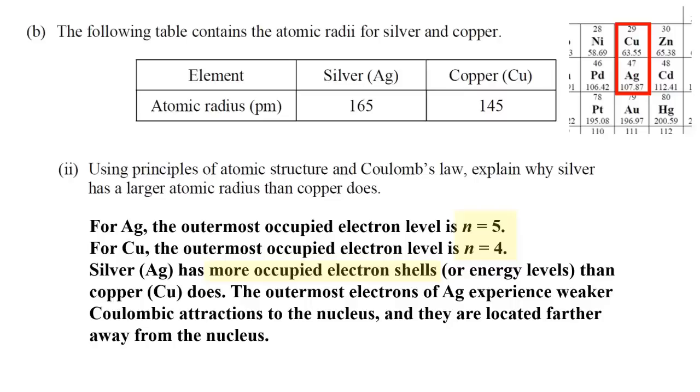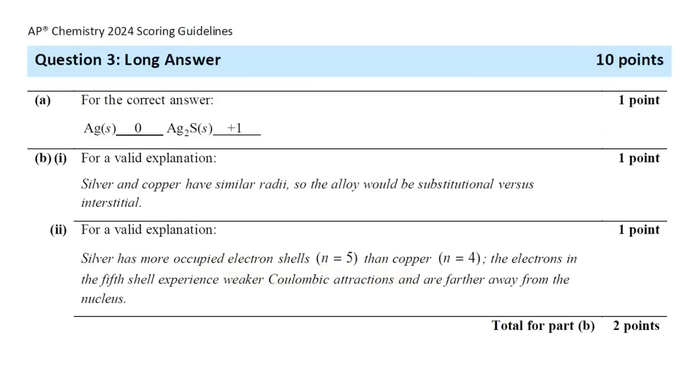All right, now you're going to see on the next slide, these are the official scoring guidelines from the 2024 AP Chemistry exam. So for part A, you can see that the correct answer is that silver has an oxidation number of 0 as an element, but in the compound silver sulfide, it's +1. And then for part B I, silver and copper have similar radii, so the alloy would be substitutional versus interstitial. And then for part B II, silver has more occupied electron shells, so level 5, than copper, level 4. The electrons in the fifth shell experience weaker Coulombic attractions and are farther away from the nucleus.